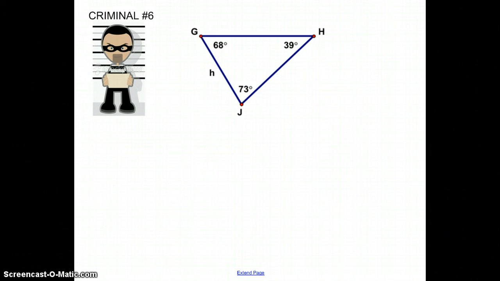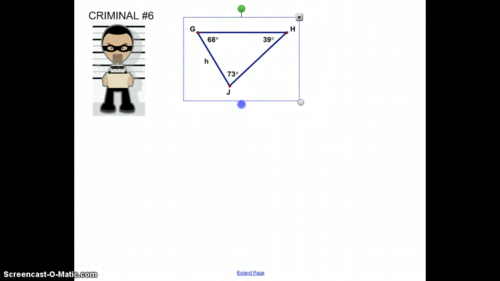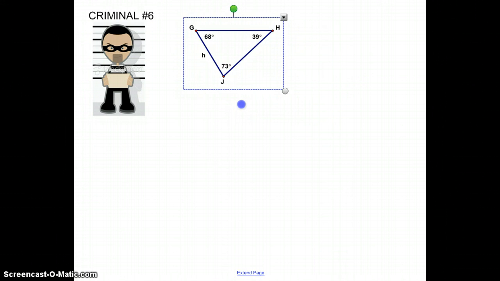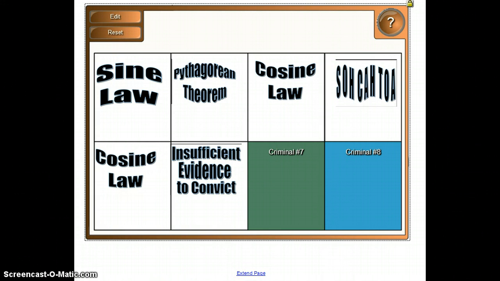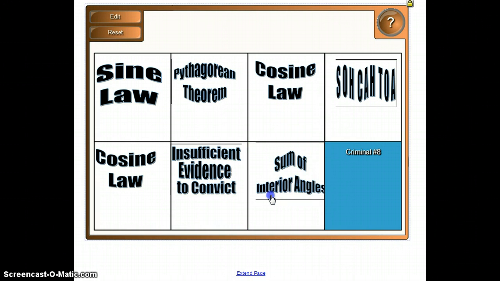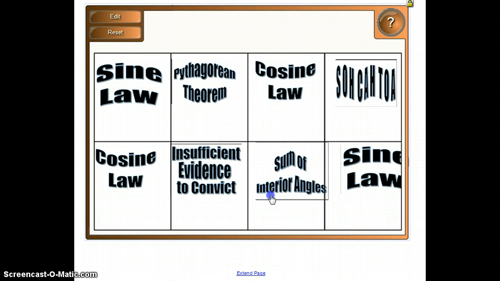So criminal number 6 here, it doesn't really matter what our side length is, because when you're only given angles, your triangle could be really small or it could be really big, and you'd always end up with different H values. So you don't have enough evidence to convict that criminal. Criminal 7, sum of interior angles. So they all add up to 180. So you could have subtracted them from 180. And criminal 8 was the sine law.